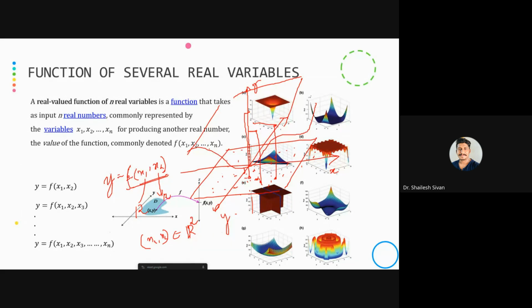So any multivariate function can be represented on an n-dimensional space. Is there any doubt? Are you clear with this? If anyone has a doubt, you can ask.